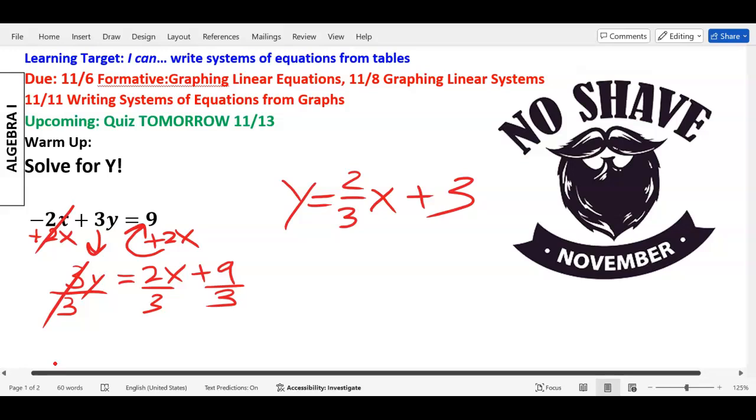Now, quick notes, just one-sided. It's going to be a lot of review of what we did mid-October. But you got to be able to take two tables, find their equations, and find the solution. So it's kind of last month meets this month.